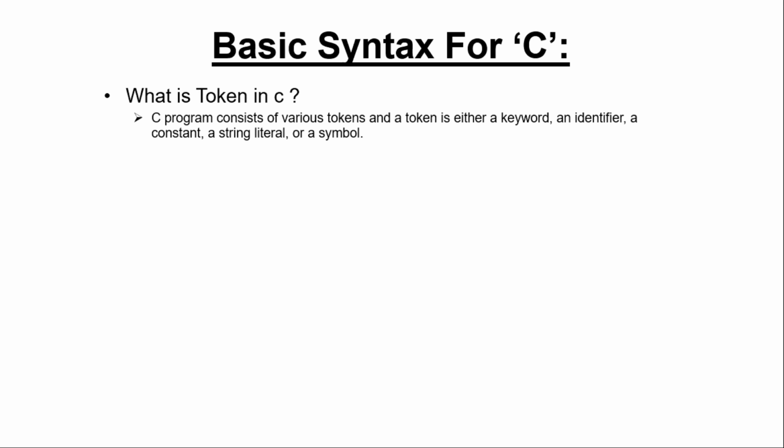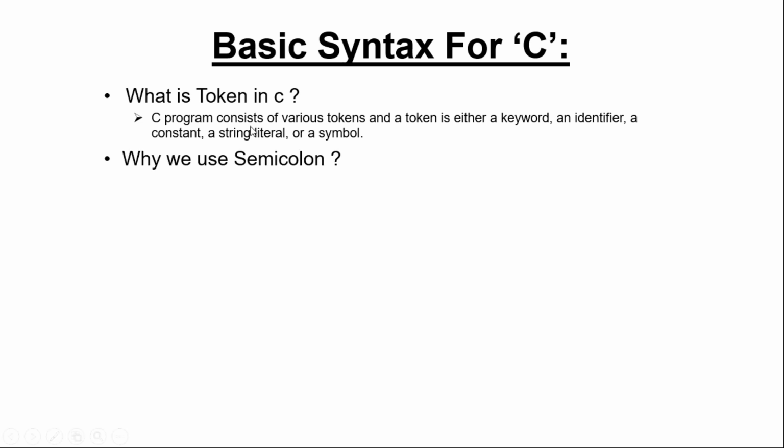A C program consists of various tokens, and a token is either a keyword, an identifier, a constant, a string literal, or a symbol. In a bit, we will see what a keyword is. You can also say that tokens are individual words and punctuation marks.